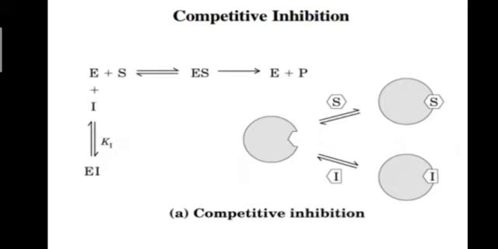Competitive inhibition is a type of reversible inhibition. One common type of reversible inhibition is called competitive inhibition. A competitive inhibitor competes with the substrate for the active site of an enzyme, while the inhibitor, represented by capital I, occupies the active site. It prevents binding of the substrate to the enzyme.